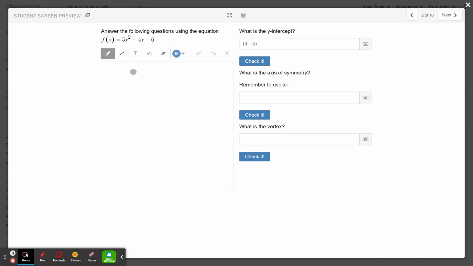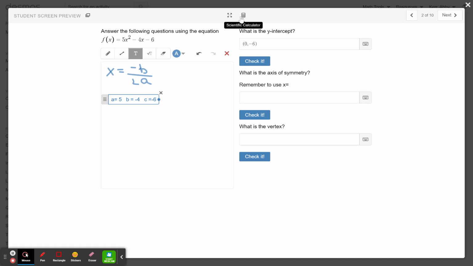Now for the axis of symmetry, we want to remember that it's x equals the opposite of b over 2a. Our a value is 5, our b value is negative 4, our c value is negative 6.